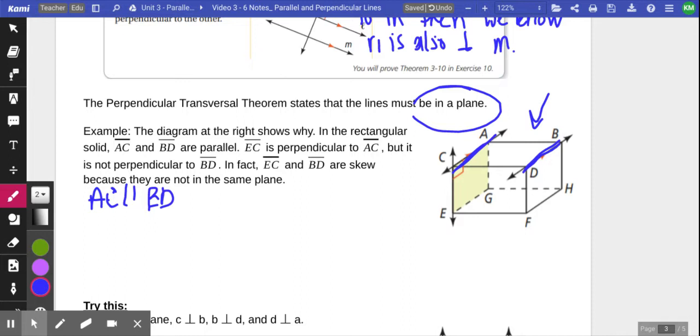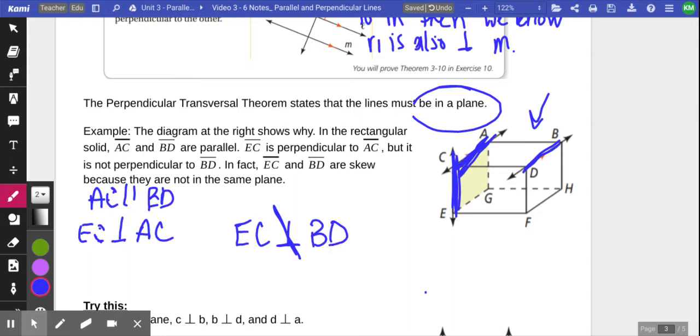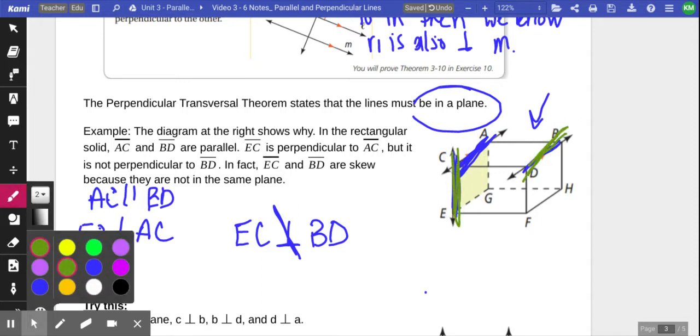We also know that EC is perpendicular to AC. So here's EC and here's AC. Now EC and AC are also in the same plane, like the left. We know that EC is not perpendicular to BD. So take a look. Although AC is parallel to BD, EC is not perpendicular to BD, even though it's perpendicular to AC, because look at EC and BD. They're not even in the same plane.